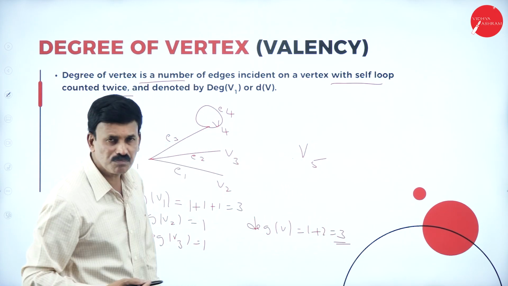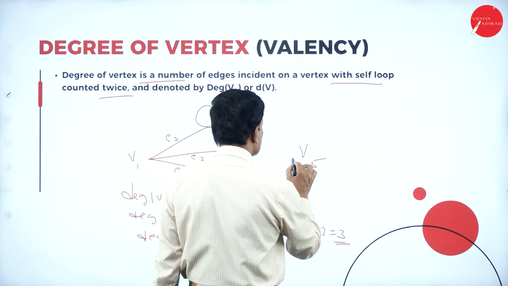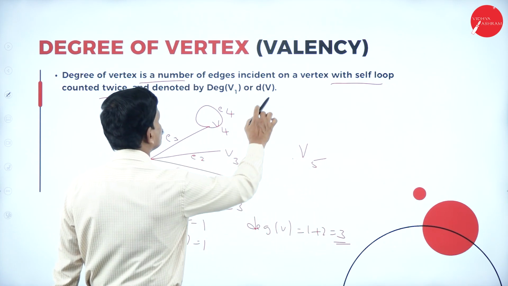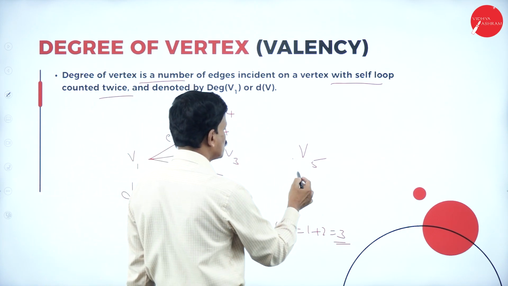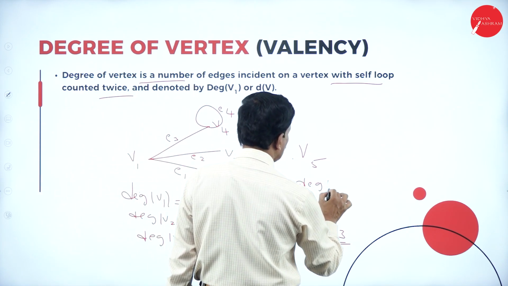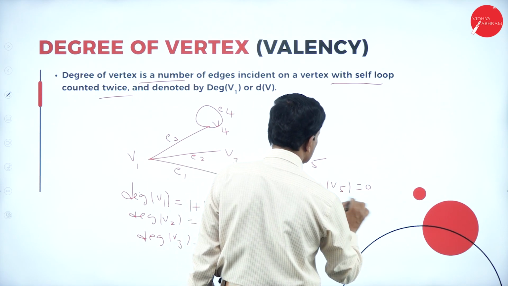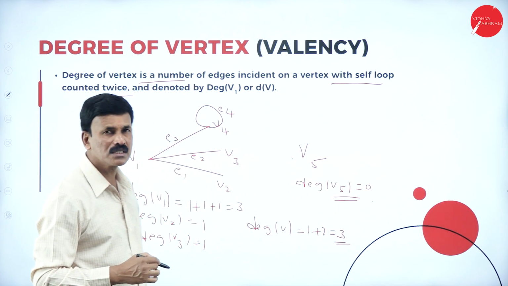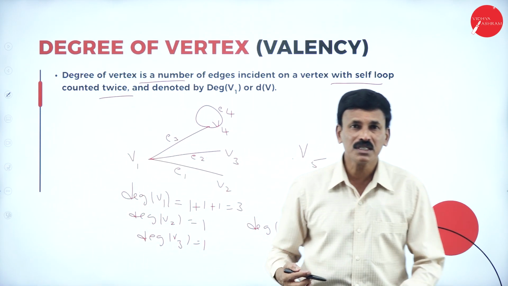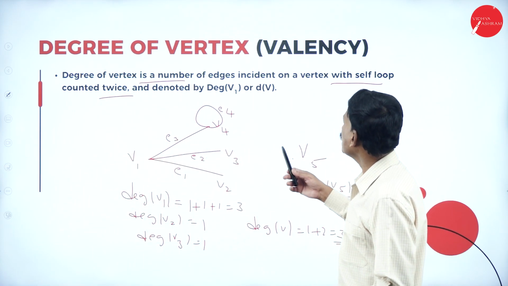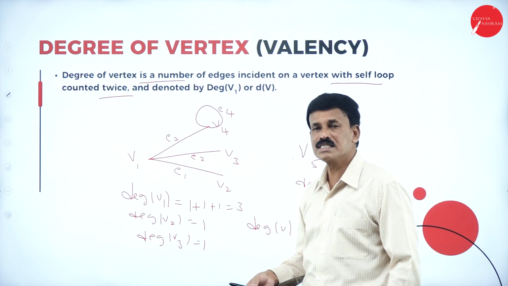Whereas, if you come to the vertex V5 here, there is no edge incident on it at all. Therefore, the degree of V5 is equal to 0. This is an example for the degree of a vertex, which is also called the valency.